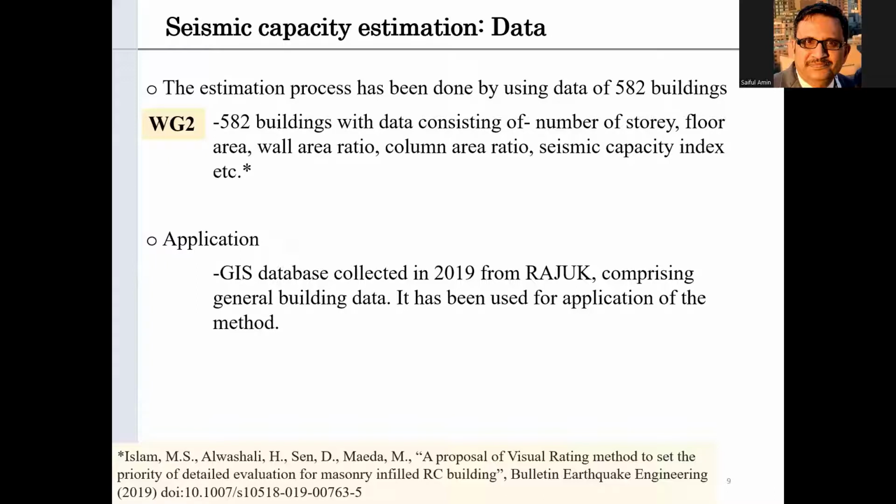Estimation of IS has been done by using relevant data from 582 buildings. So we have gathered those data from working group 2 of this project that also contained IS values. And based on these IS values, a seismic capacity estimation equation has been developed to understand seismic performance of RC buildings all over the city. The equation is applied to the buildings of Dhaka city through a GIS database, which was collected from Rajuk in 2019.